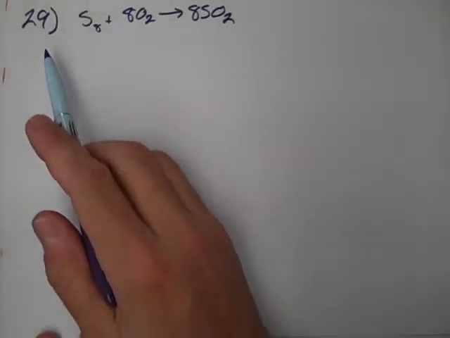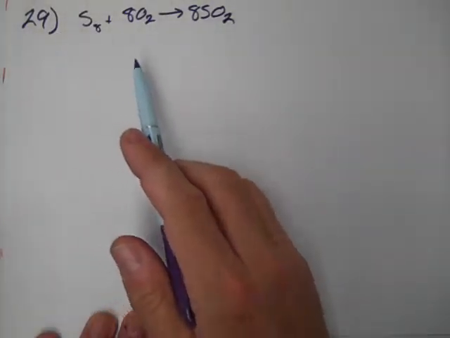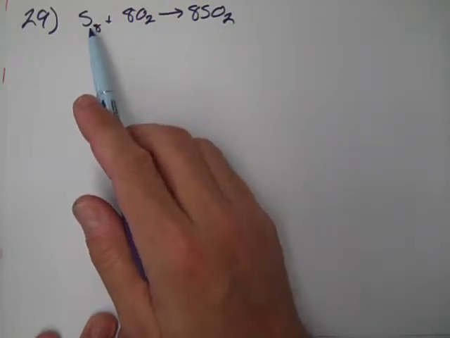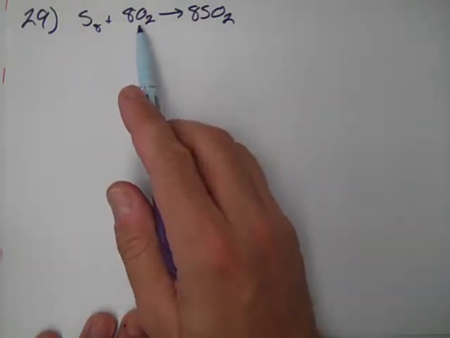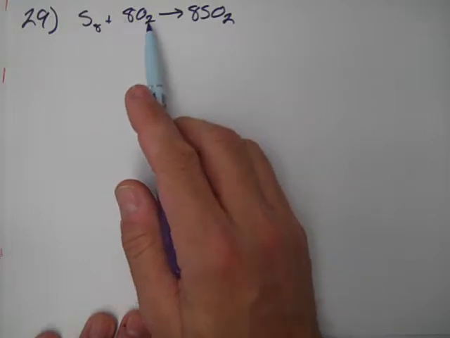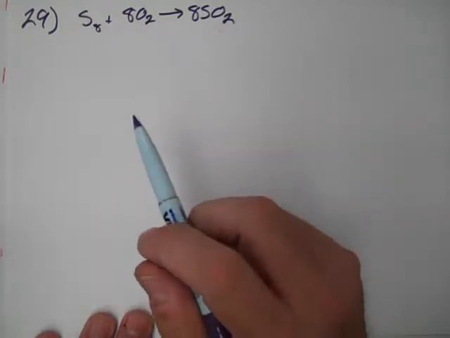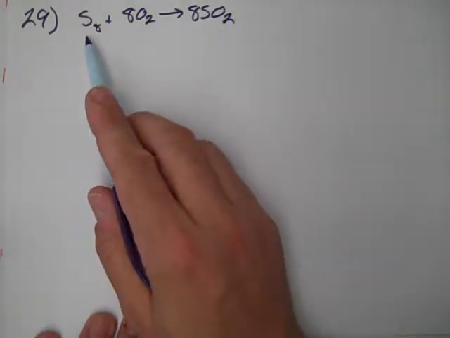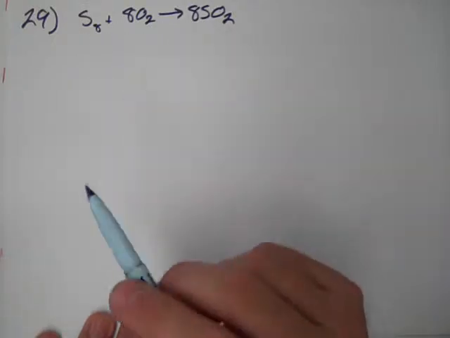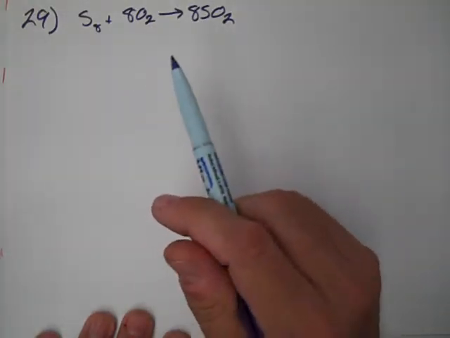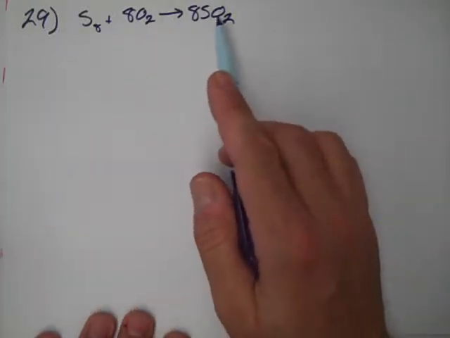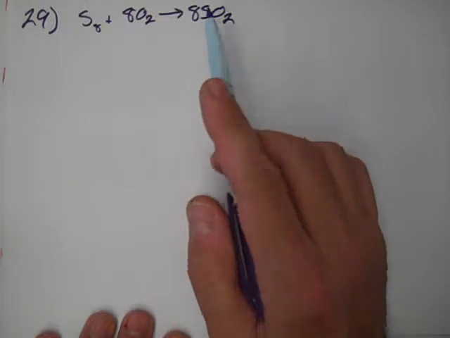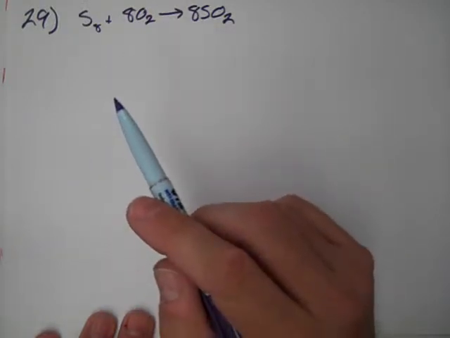Number 29, another stoichiometry problem, asks us to calculate what happens when sulfur, which is in the form of 8 sulfur atoms held together, is burned in the presence of excess oxygen, making sulfur dioxide. If this happens at 600 degrees Celsius and 1 atmosphere, we need to determine what mass of this is obtained from the reaction.